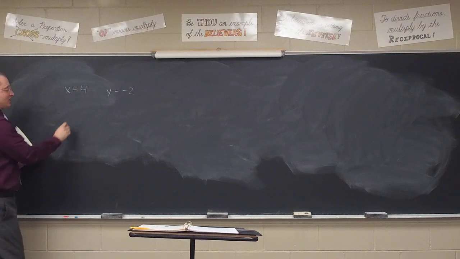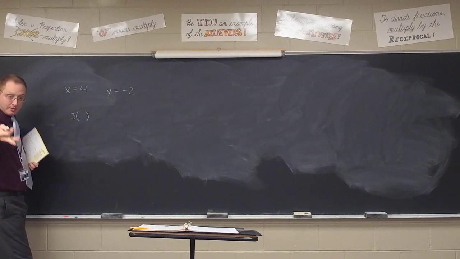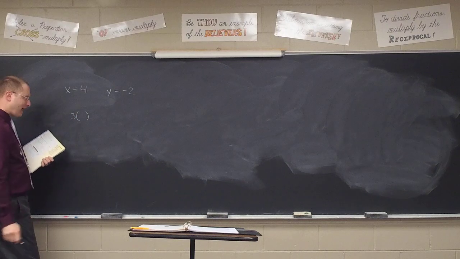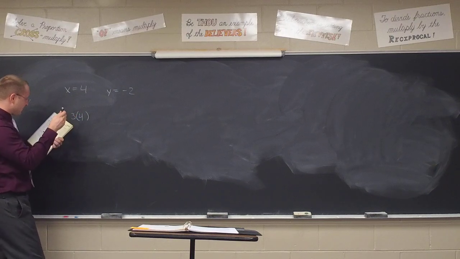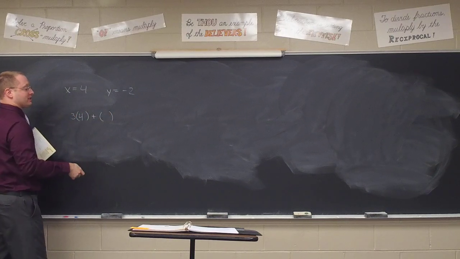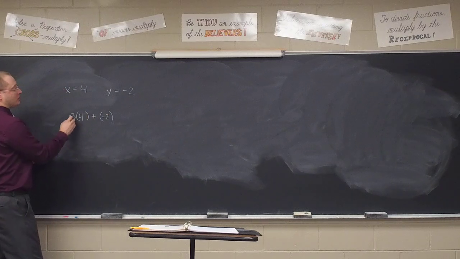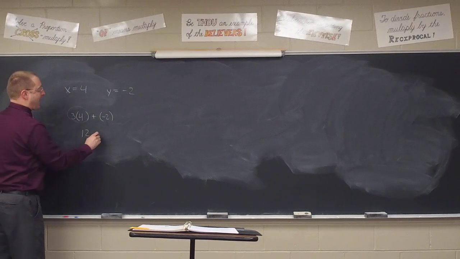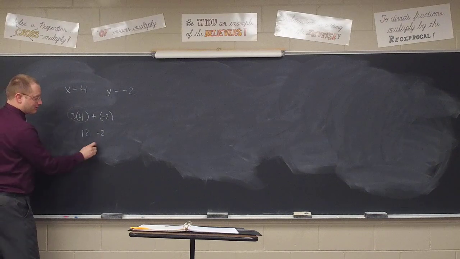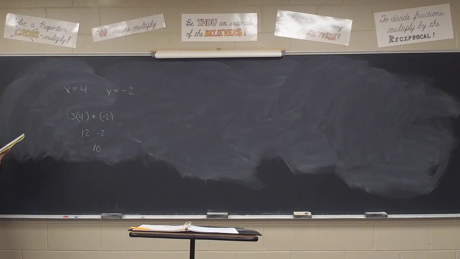So in number 5, it says 3x, so we're going to say 3 times... 4. And then it says plus y. Well, plus negative 2. Well, what is 3 times 4? 12. And if we add a negative 2 to that, we get? 10. How many had 10 for number 5?